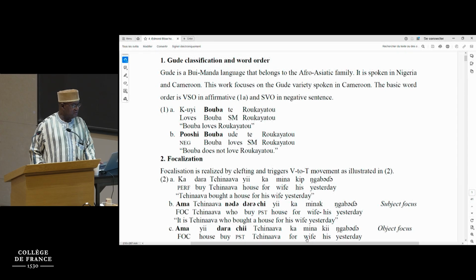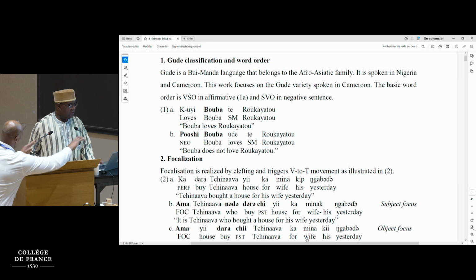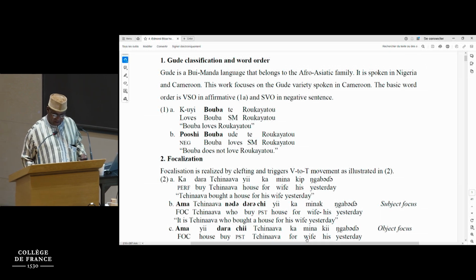I'm going to talk about the cartography of Gude. It's a Chadic language spoken in Cameroon. This work describes and analyzes the structure of the left periphery in focalized constructions, interrogatives, and topicalized structures in Gude. Constituent movements are attested in this language, the word order of which seems to be verb subject object, VSO.